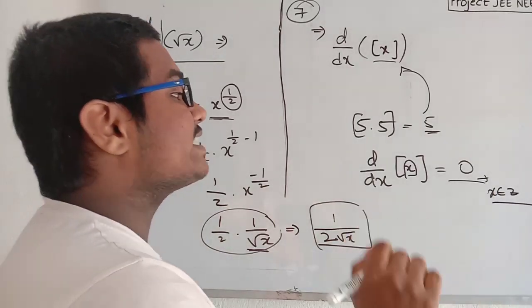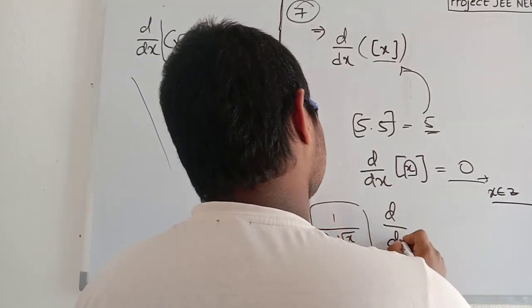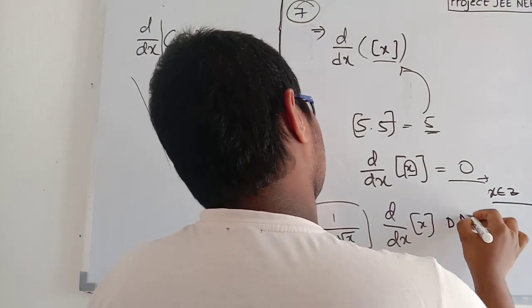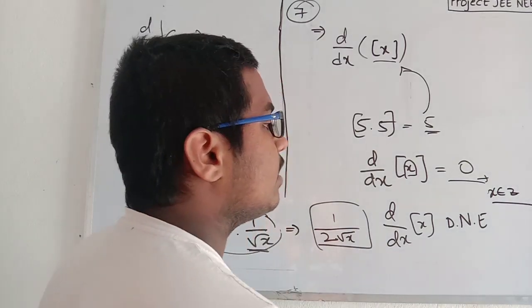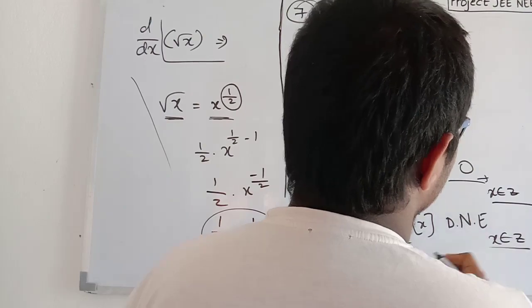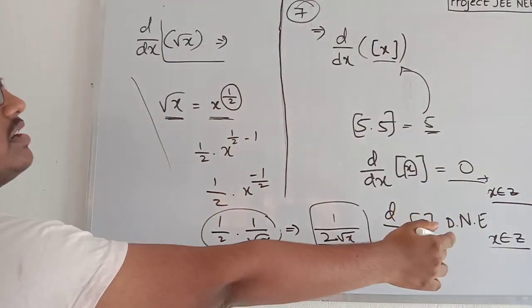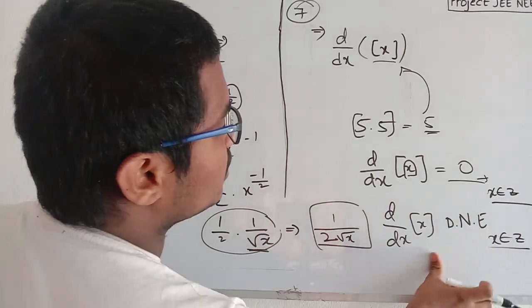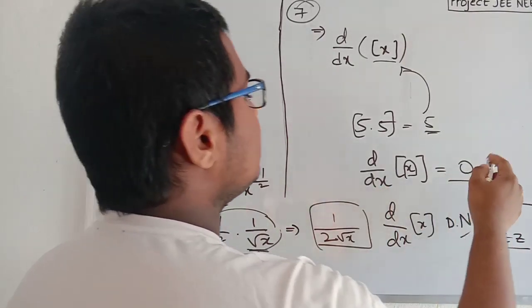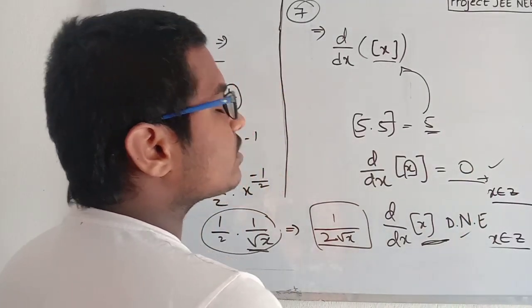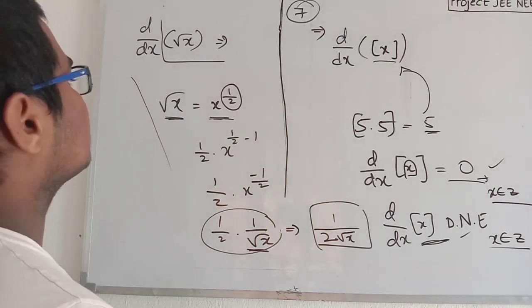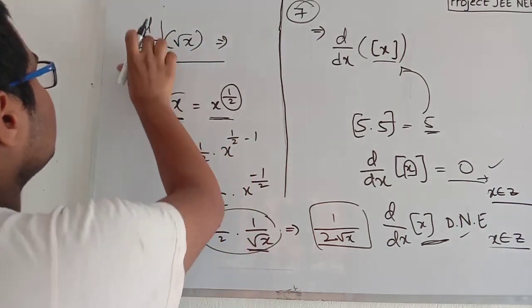The second case is d by dx of the greatest integer function of x does not exist for the values which do not belong to integers. This is the important topic here. This is also a case, but mostly we will get these types of cases, and we also get these types of cases in some places which we will deal with in other discussions. But for now, note these two formulas.